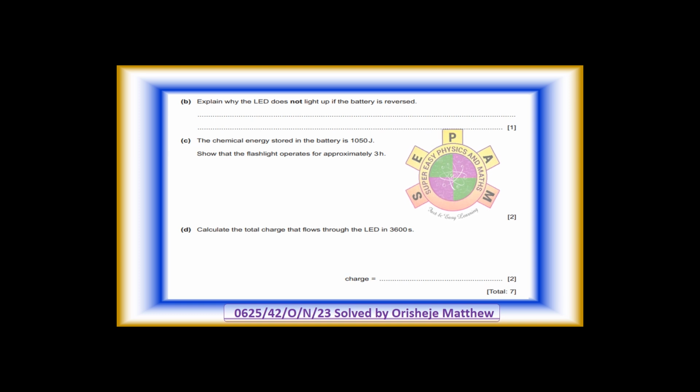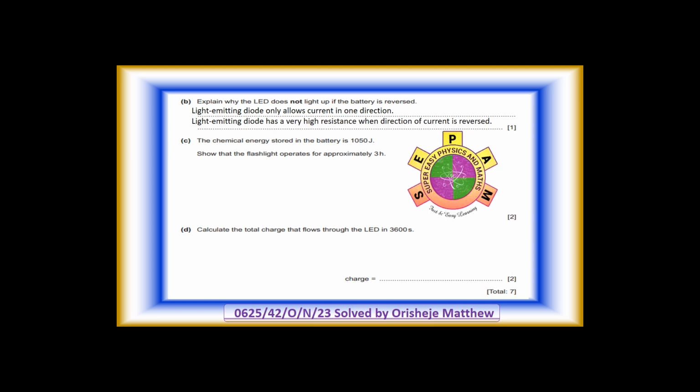Question 6b. Explain why the LED does not light up if the battery is reversed. Light-emitting diode only allows current in one direction. Light-emitting diode has a very high resistance when the direction of current is reversed. Light-emitting diode has high resistance when it is reverse biased.